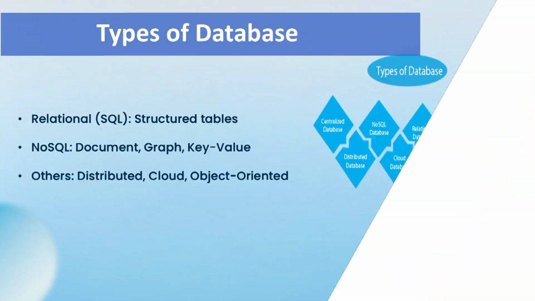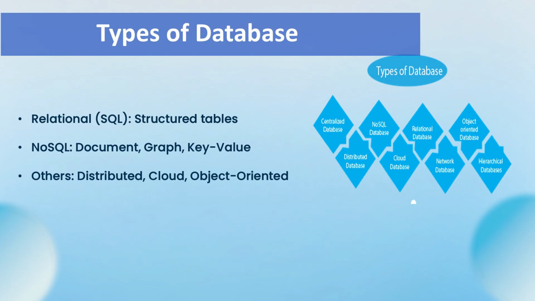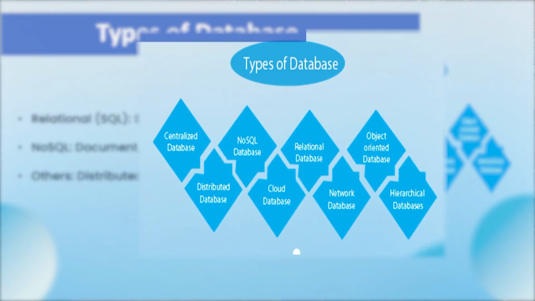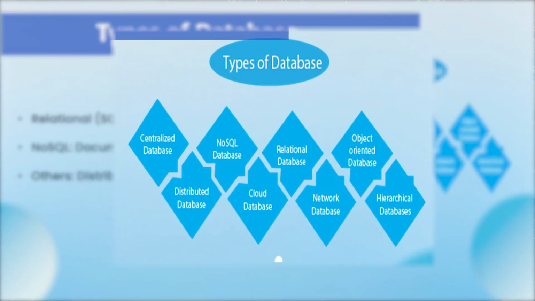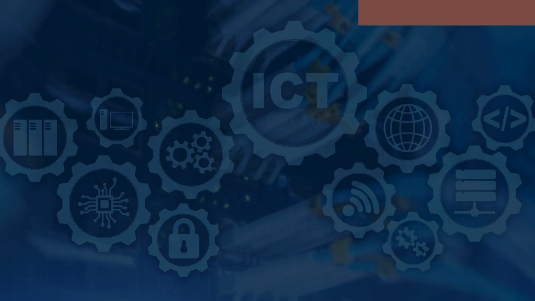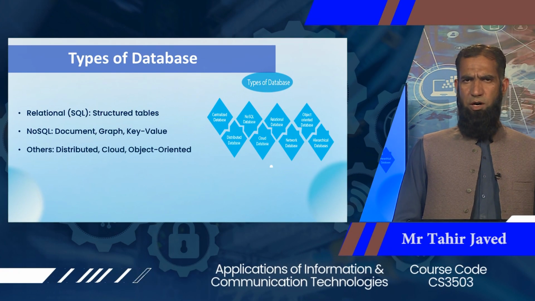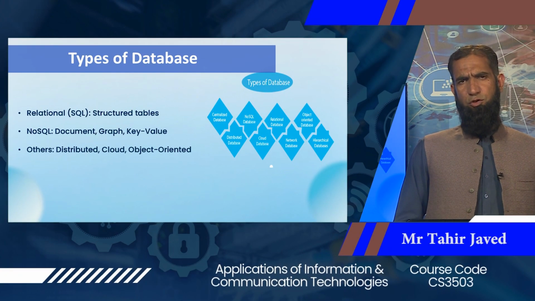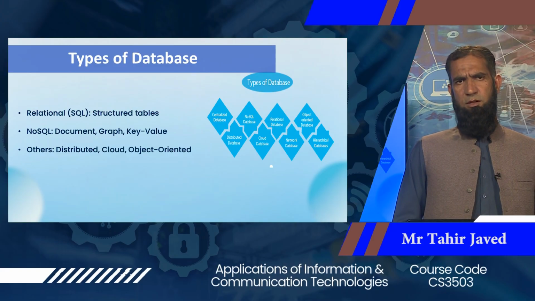Next, there are several types of databases. Some of the most important are centralized databases, relational databases, distributed databases, NoSQL databases, cloud databases, object-oriented databases, hierarchical databases, and network databases. So, I will discuss some of the most important types.